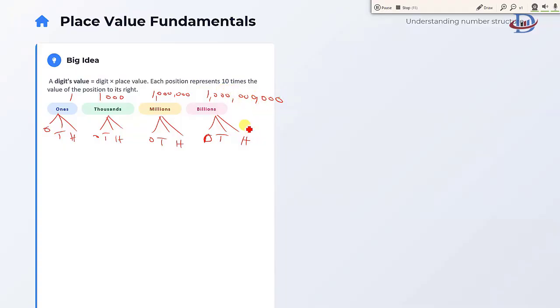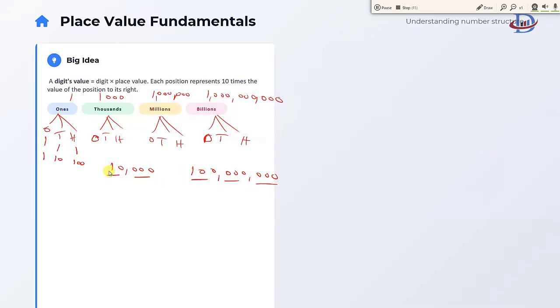So we simply add a group of 3 to the next. Here, this holds its own value of 10, this holds the value of 1, this holds the value of 100. The same applies here also. So if you see a number like 10,000, it means we have 10,000. And 100 million, so you add 3.